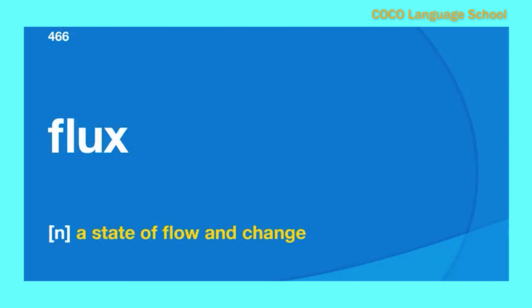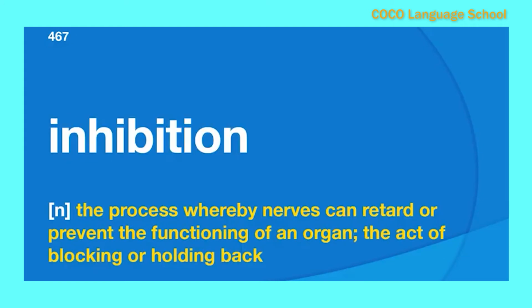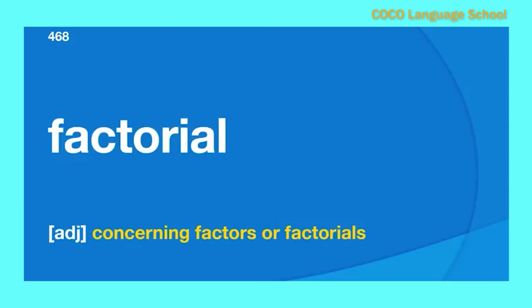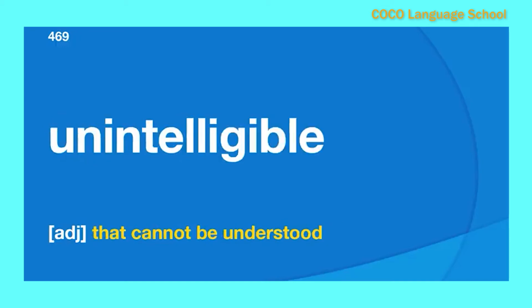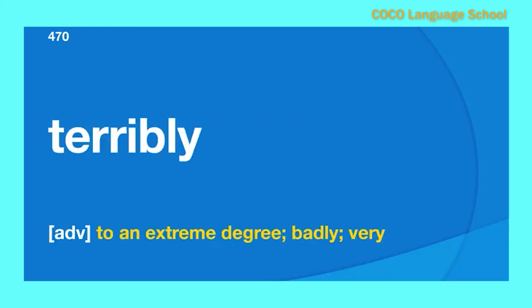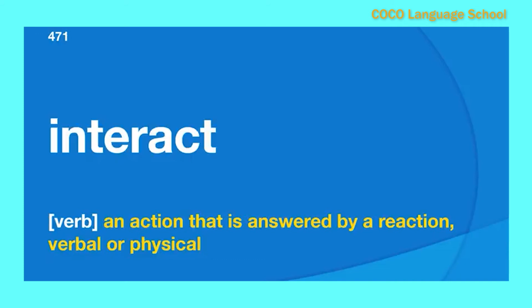A state of flow and change. Flux. The process whereby nerves can retard or prevent the functioning of an organ, the act of blocking or holding back. Inhibition. Concerning factors or factorials. Factorial. That cannot be understood. Unintelligible. To an extreme degree, badly. Terribly. An action that is answered by a reaction, verbal or physical. Interact.